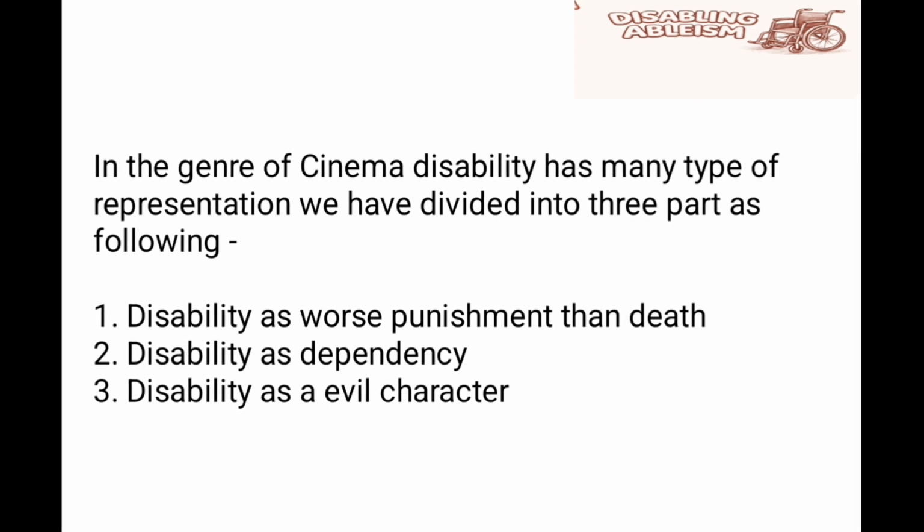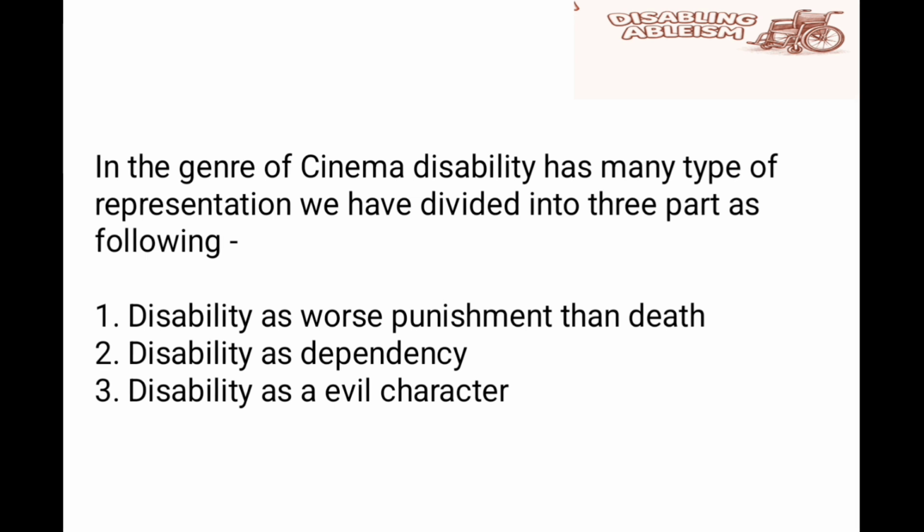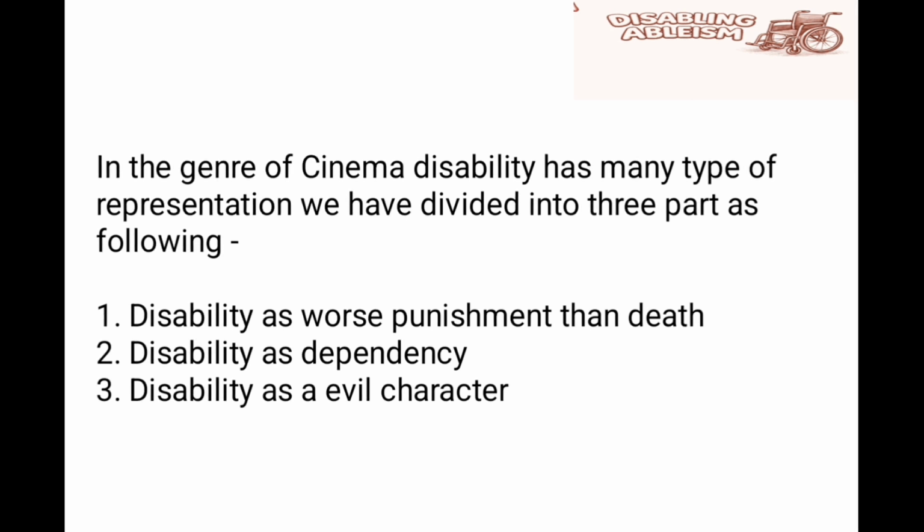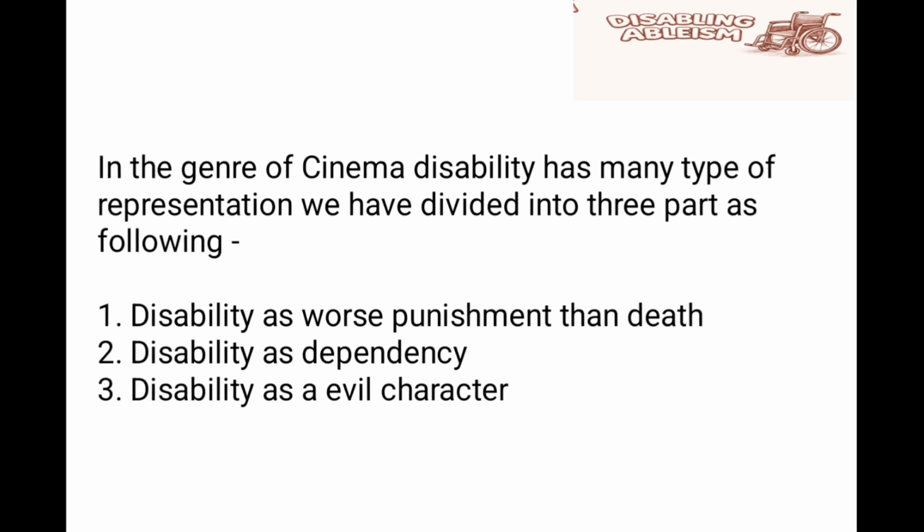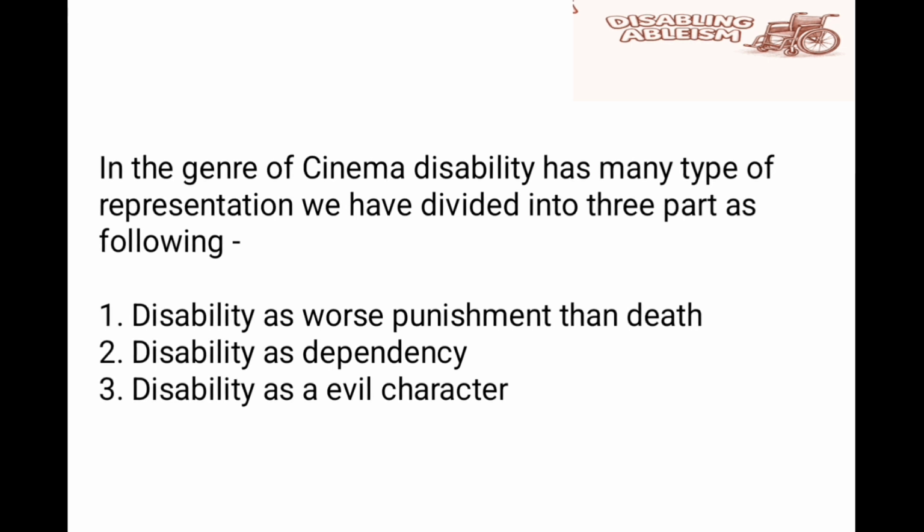In the second genre, we will see how disability is seen as dependency. Sometimes a disabled male is represented as a beggar, and a disabled female as a sexual object. Such kinds of dependency have been represented in cinema. And in the third part, we will see how disabled characters are represented as evil characters, or as having some maladjustment. I mean, they always create some kind of mischief, or are wicked, or always tell lies or are dishonest. Such evil characters have been represented in cinema.